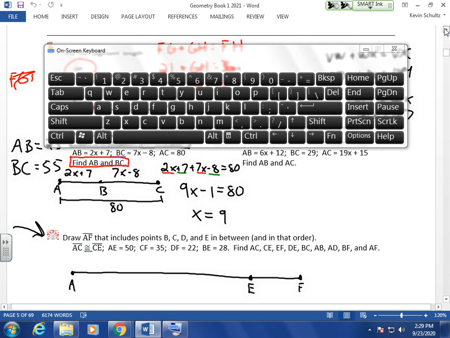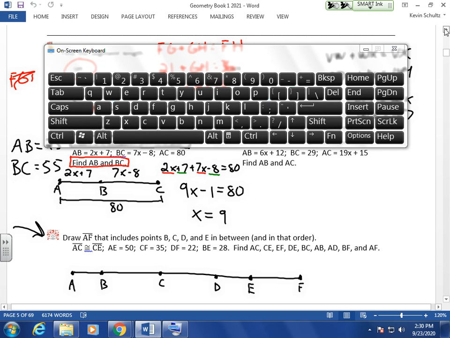Same length away from A, right, in between A and E. If AC is congruent to CE, that means they're the same length, and so C should be as close to the middle of A and E as you can get. As far as points B and D, I don't know if B is closer to A or C. I'll just put it there. I'll put point D closer to E. The other two is not quite as important.